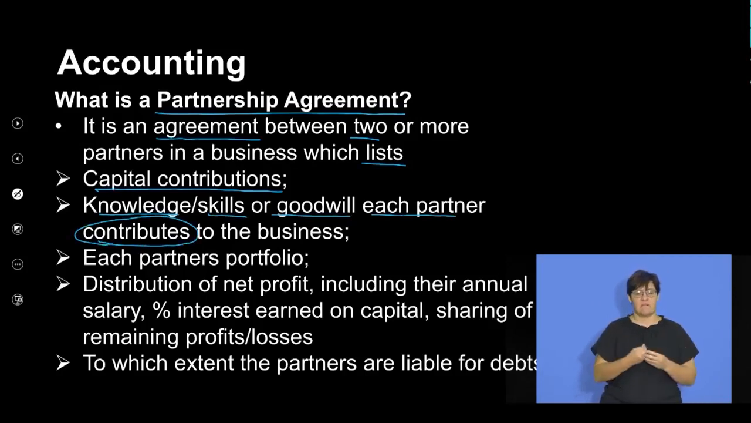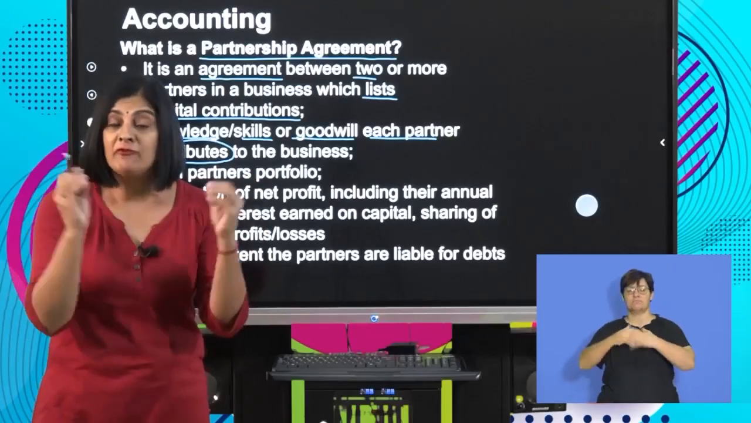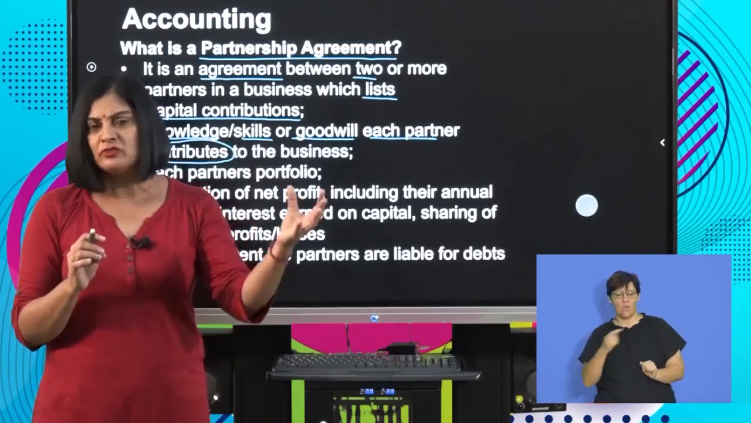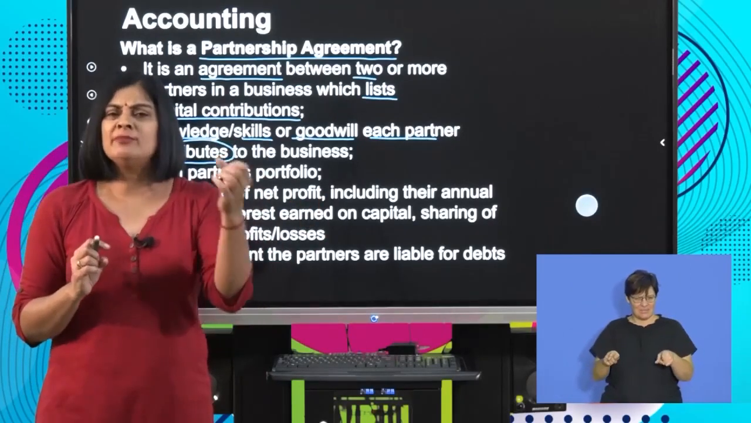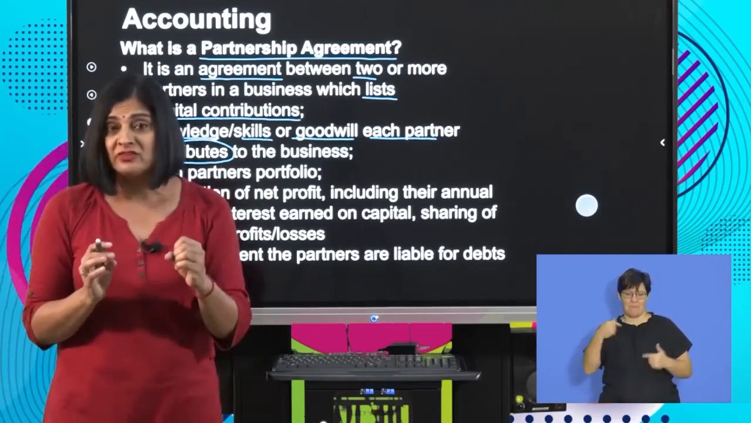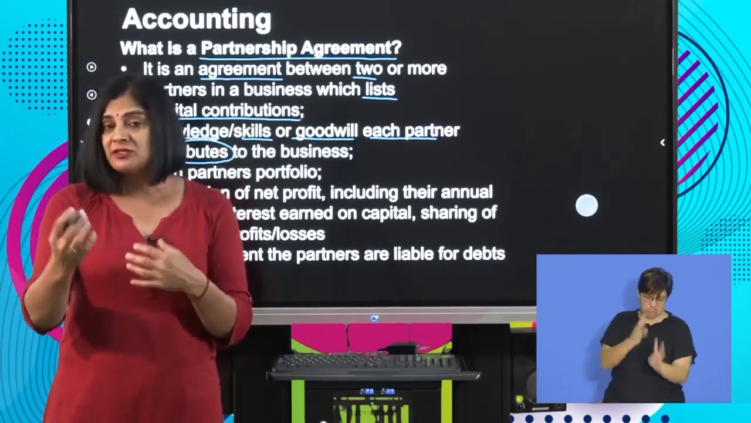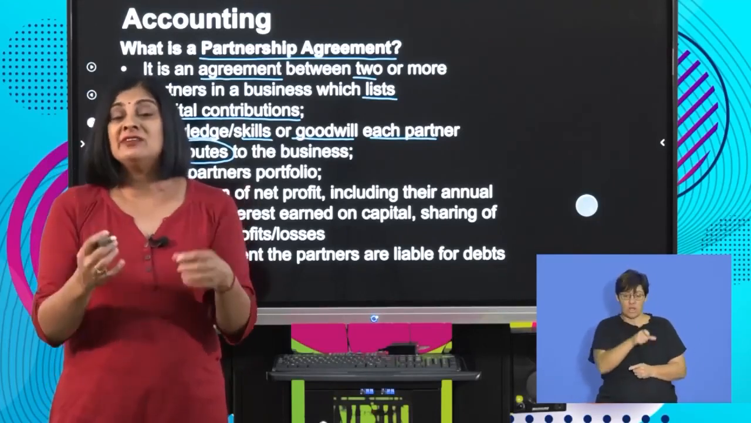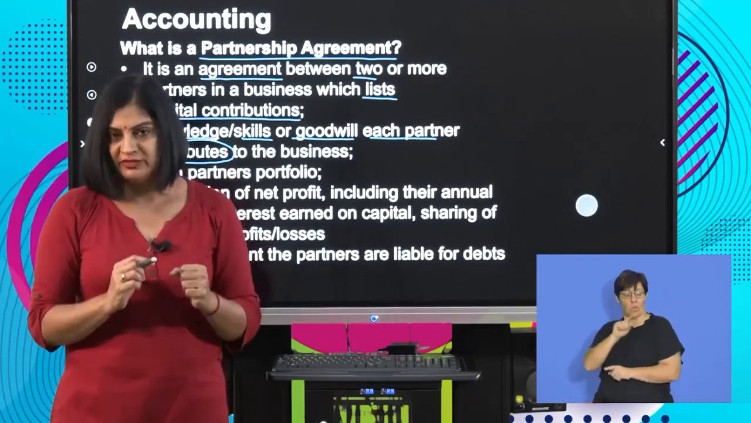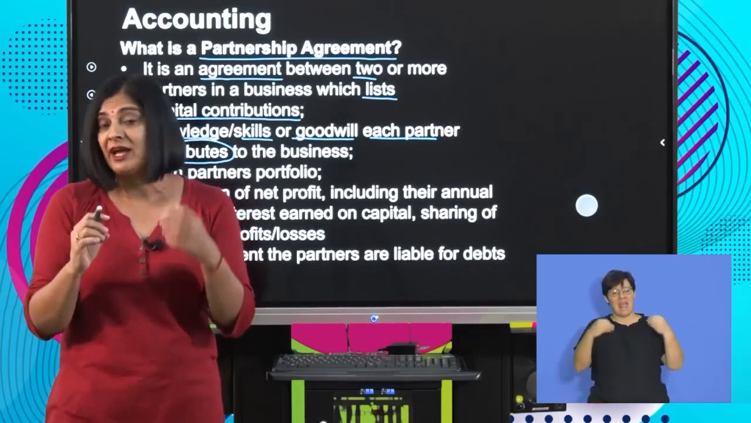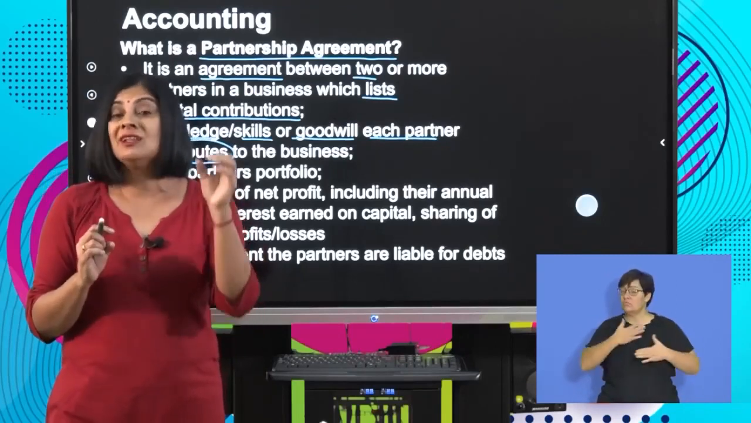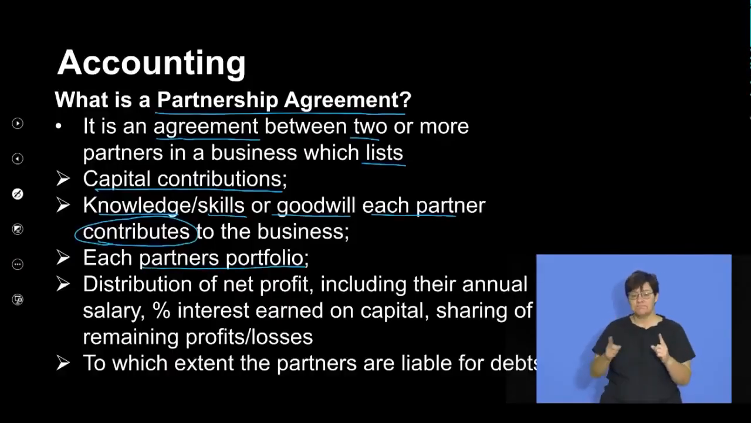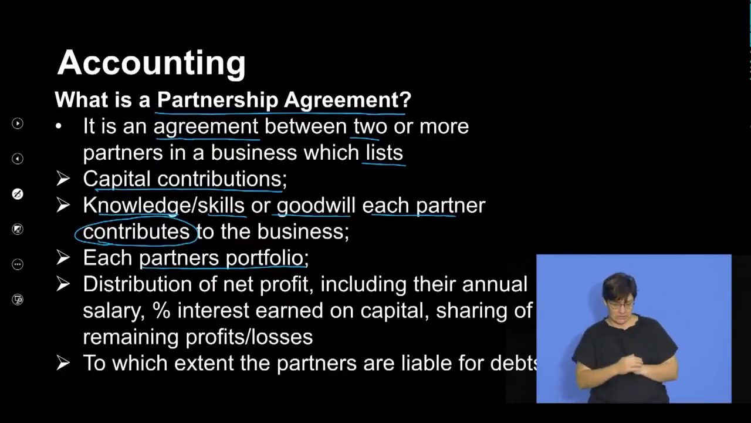Remember, if you've got a doctor and a dentist coming together and forming a partnership, they will bring different knowledge into that partnership. One is a doctor, one is a dentist. What do we mean by goodwill? Goodwill refers to the reputation that they could be bringing. You could have a doctor who has a good name in the community, and he now joins forces with a dentist, and brings that goodwill, that good name, into the business. So this is actually an asset. I know we don't really do much of this in accounting, but goodwill is a type of asset that is brought into the business. Then each partner's portfolio or responsibilities are also discussed.